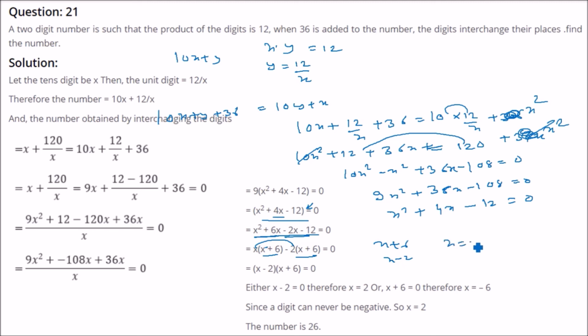So this will give you x equal to minus 6, and this will give you x equal to 2. Okay. So the digit cannot be negative, so we'll just discard this. So digit will be 2. So if x is 2, what will be y? y is 12 by x, 12 by 2, 6. So you have the number as 26.